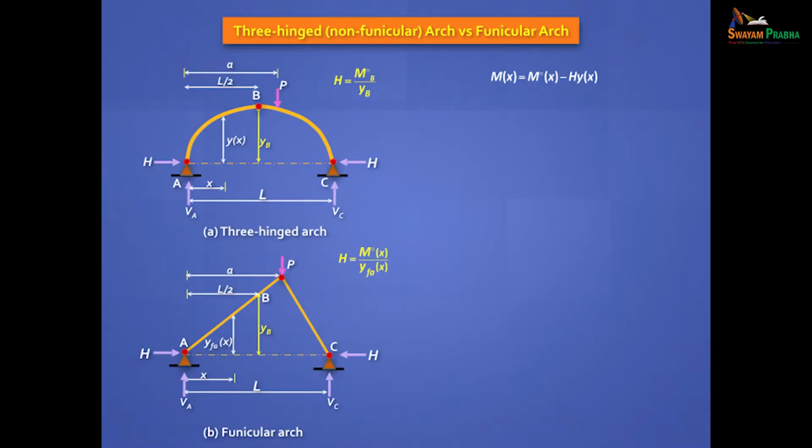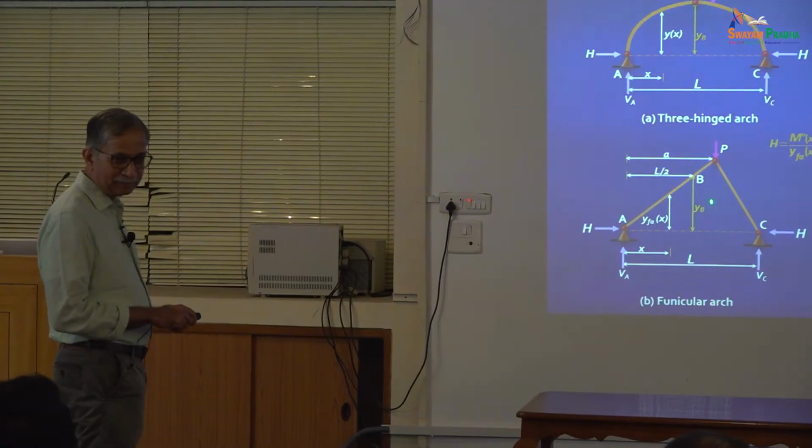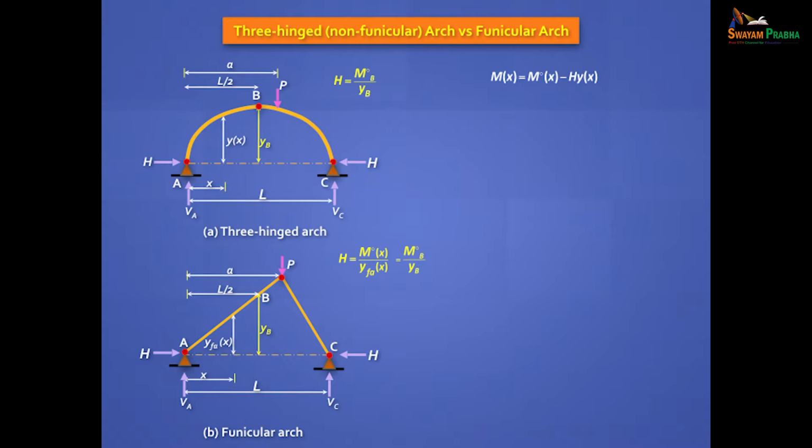Now let's look at this. Let me make another arch keeping the same YB. If I keep the same YB and the loading is at the same location, I can say that since this is going to be equal to 0 everywhere, I can make a statement: H is equal to M naught of X divided by Y FA. FA means funicular arch. For this loading, this is the funicular arch because this shape imitates the bending moment diagram. Yes or no? So we can make this statement.